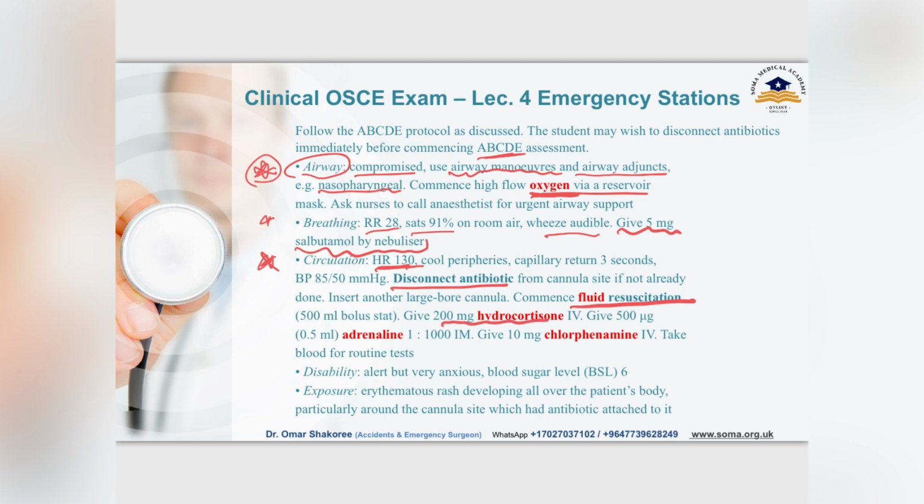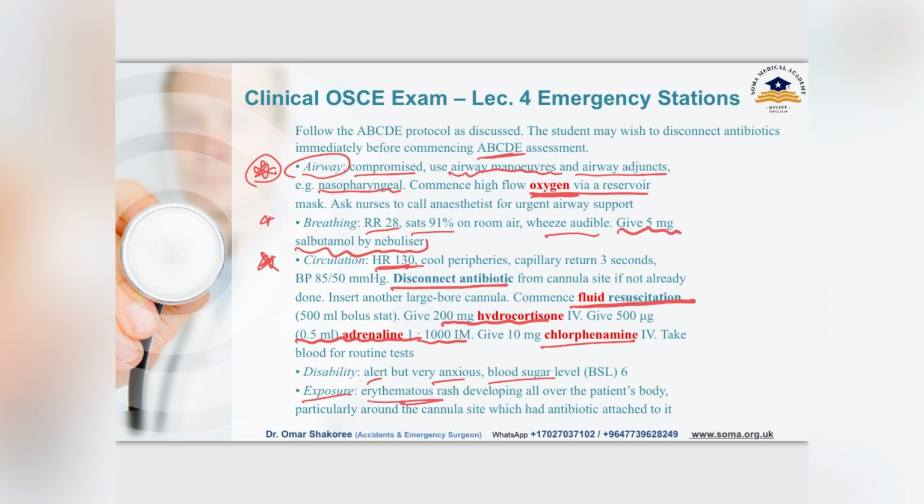hydrocortisone and chlorphenamine, and never ever forget that adrenaline 0.5 ml of 1 in 1000 should be given IM first. For disability, the patient is alert and very anxious. Blood sugar, you have to send for blood sugar.